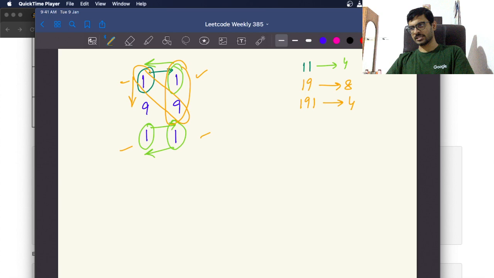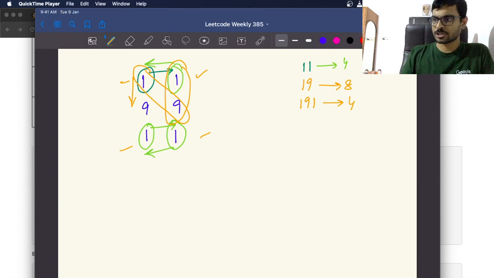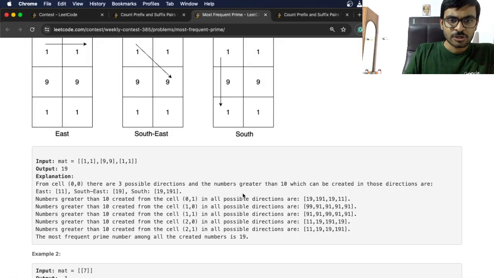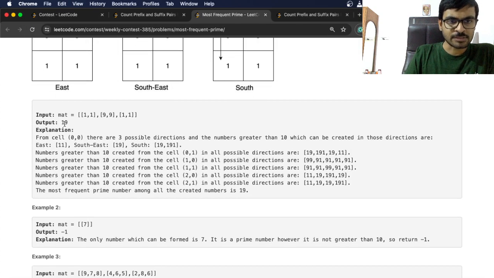Similarly, we can have others as well. So 19 in our calculation appears 8 times. So one time from top to bottom, another time from bottom to top also we have to calculate. In this way, I think we have around 8 times. So this occurs, I think, the most number of times. 19, the most frequent prime number is 19.